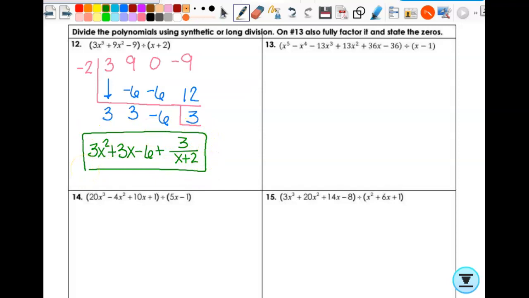Okay. So on this one, I'm supposed to fully factor it as well. And again, I can use synthetic division, so that's what I'm going to do. On the outside is a 1. It's x to the 5th, so there should be 6 numbers in here. 1, 2, 3, 4, 5, 6. Okay, I have 6 terms, so that's good. So this is a 1, negative 1, negative 13, 13, 36, and negative 36.